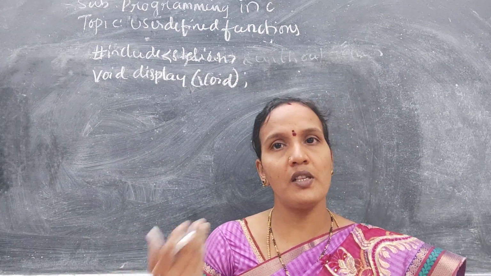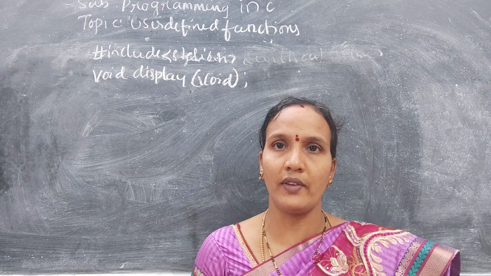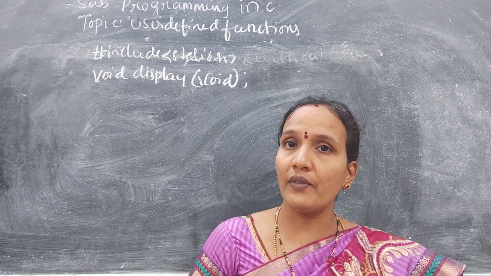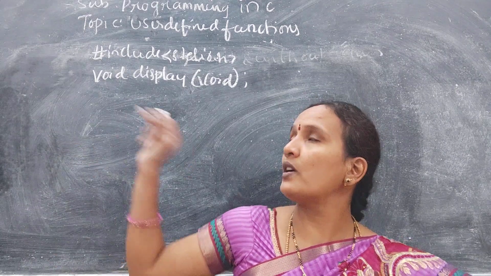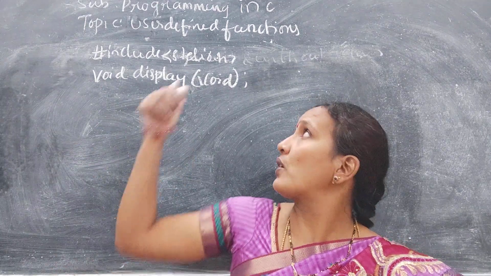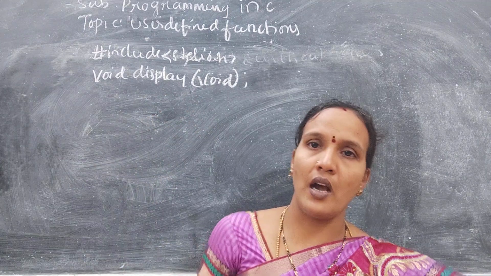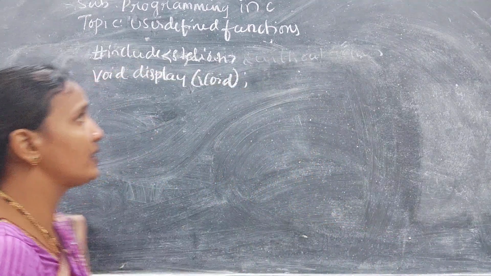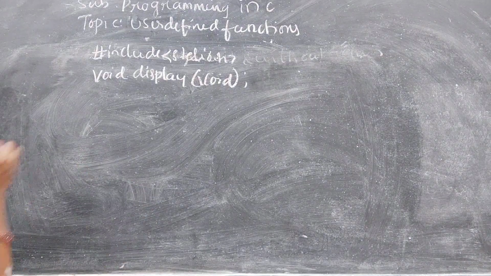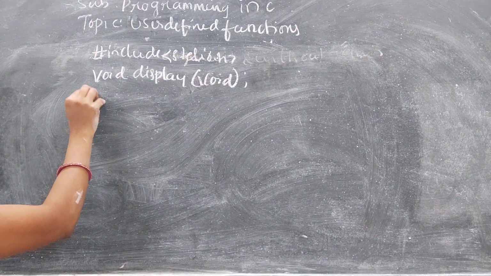If it is returning a float, we give float. If it is returning a character, we give char. But if the function is not returning any value, then that is called void. Here also void means there are no arguments. It is not taking any value from a user. That is the argument.